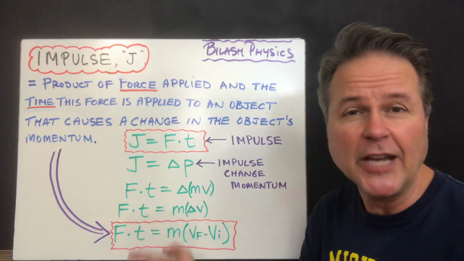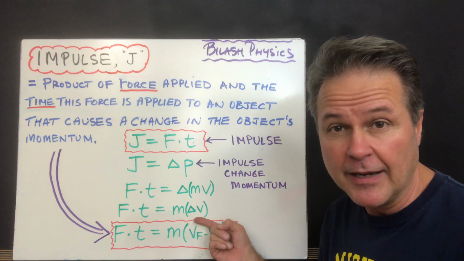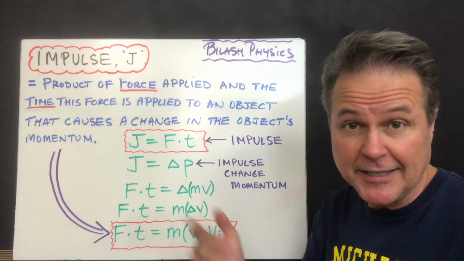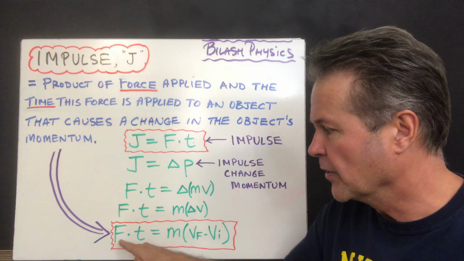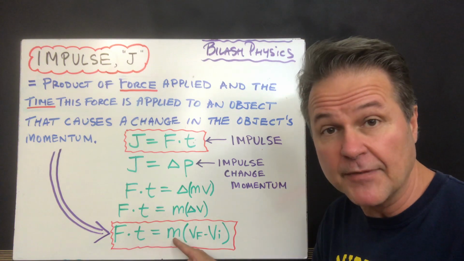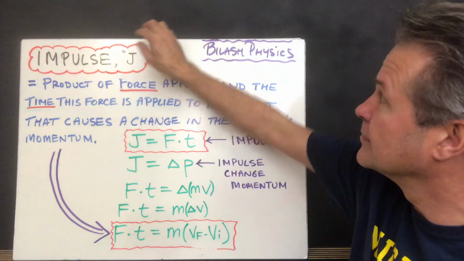Now, what are we really changing when we change momentum? Well, we're changing the velocity. We wouldn't be changing the mass because then it's a different mass. So the final version of the formula is force times time is equal to the mass of the object times the change in its velocity.